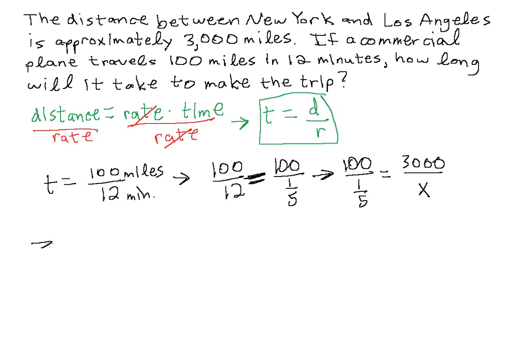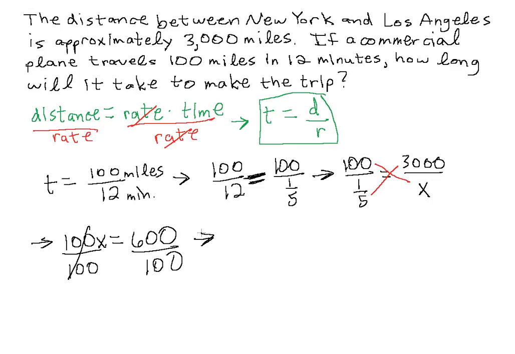So let's go ahead and solve this, and we do this by cross-multiplying. 100 times x and 1/5 times 3,000. This will give us 100 times x is 100x, and 1/5 times 3,000 is 600. Okay, this is something we can solve. We can divide both sides by 100. We want to isolate our variable. 100 cancels with 100. We can cancel out these zeros and these zeros, and we'll have 6 over 1, or just x equals 6.